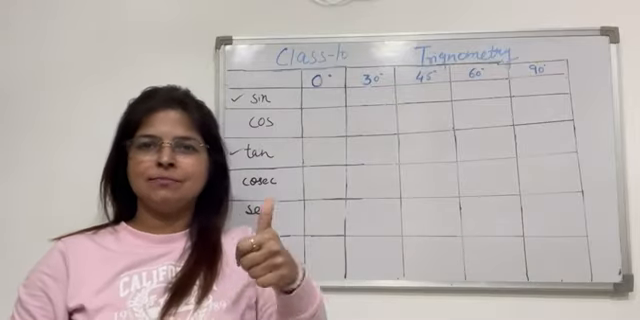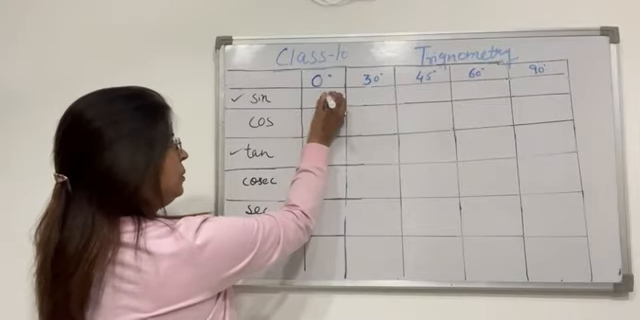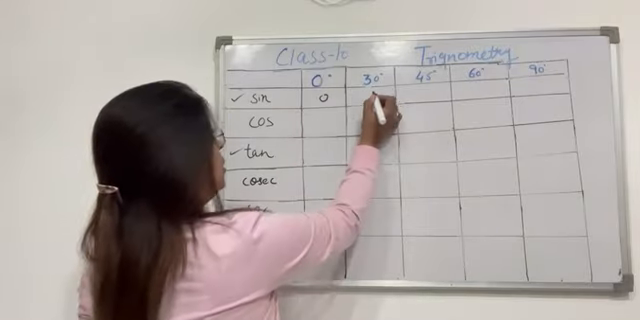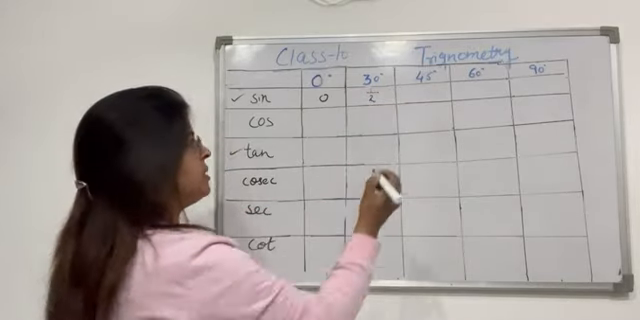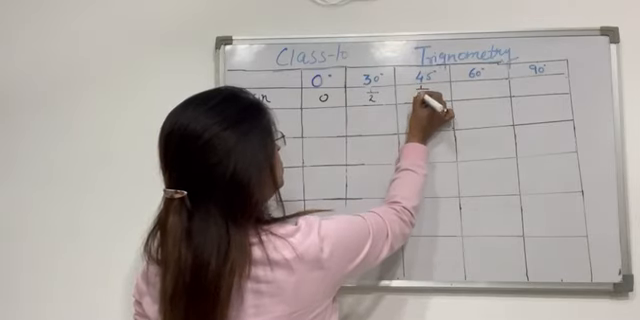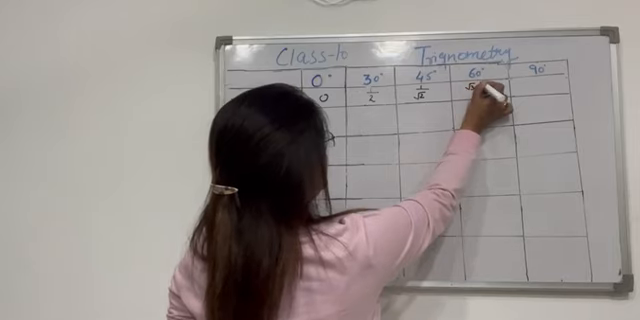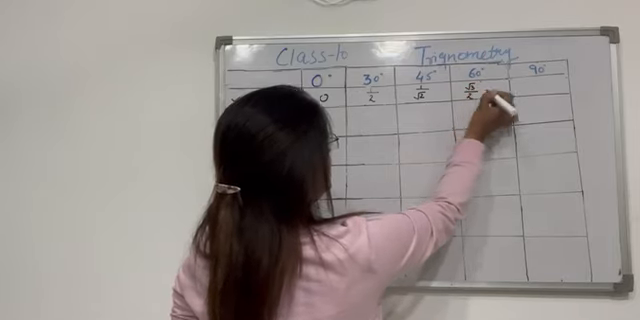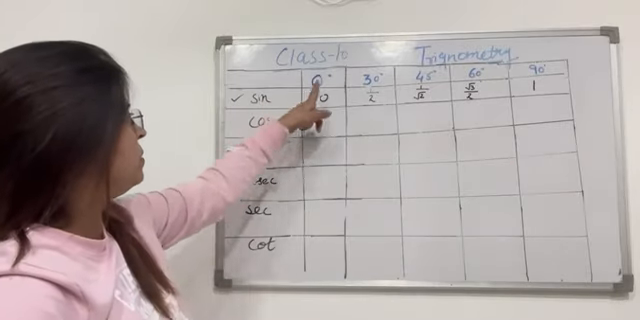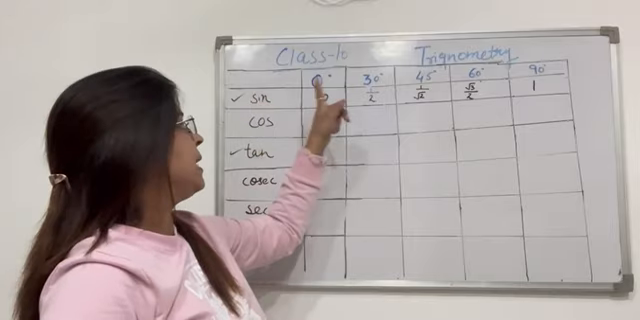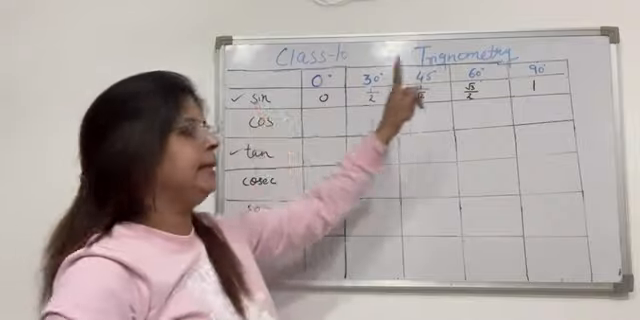So let's start. Sine 0 is 0. Sine 30 is 1 upon 2. Sine 45 is 1 upon root 2. Sine 60 is under root 3 upon 2 and sine 90 is 1. So let me repeat it again. Sine 0, 0, sine 30, 1 upon 2, sine 45, 1 upon root 2, sine 60, under root 3 by 2 and sine 90, 1.